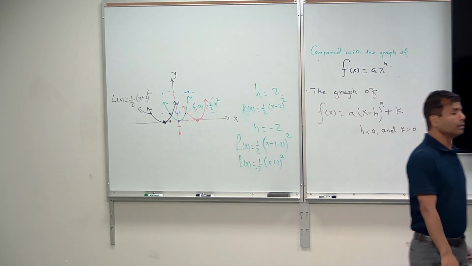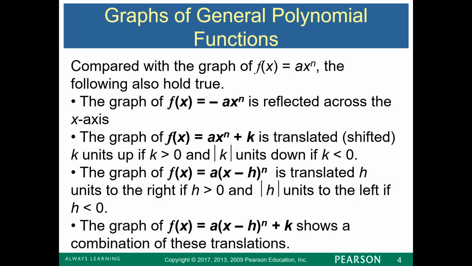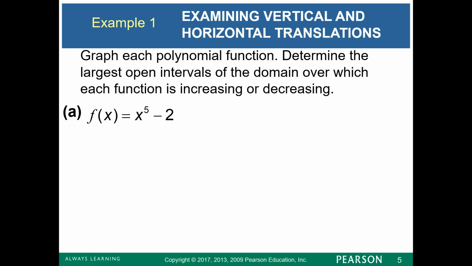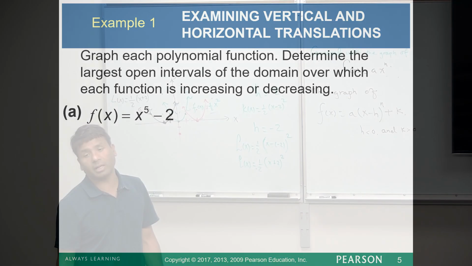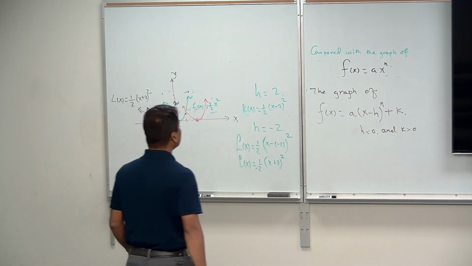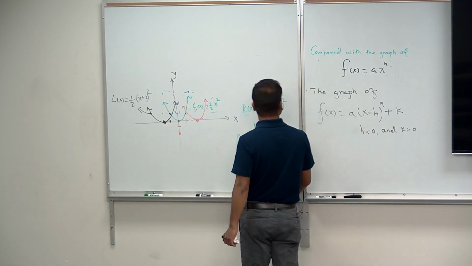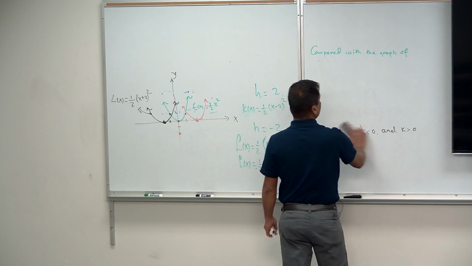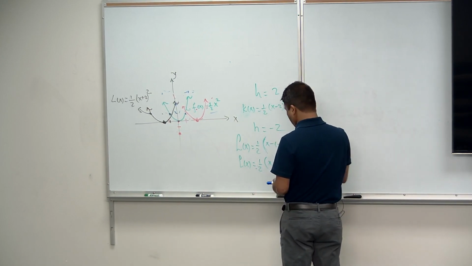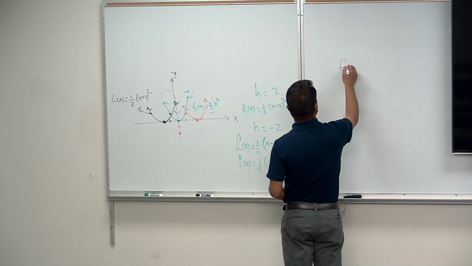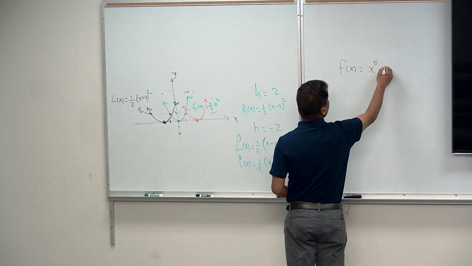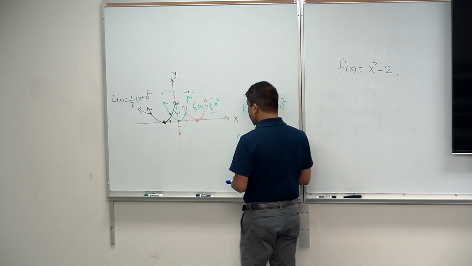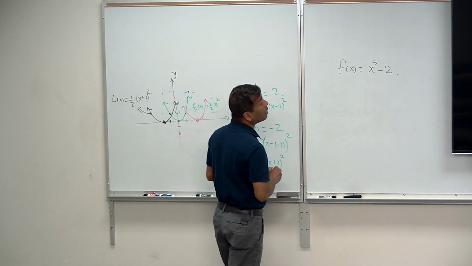So look here. If you look here, for each polynomial function, determine the largest open intervals of the domain over which the function is increasing or decreasing. Okay? So your function is f(x) equals x to the power 5 minus 2. And the graph of this function is obtained by shifting the graph of this.